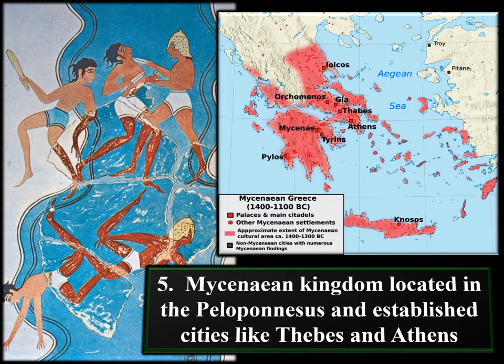This will lead us to talk more about the Mycenaean kingdoms located in the Peloponnesus, that is the mainland of Greece, and they established city kingdoms like Thebes and Athens. Now, eventually, these will become what are known as polises. We'll talk more about those in Unit 4B. The Mycenaeans established independent city kingdoms, and they oftentimes fought with each other. They were warlike peoples.